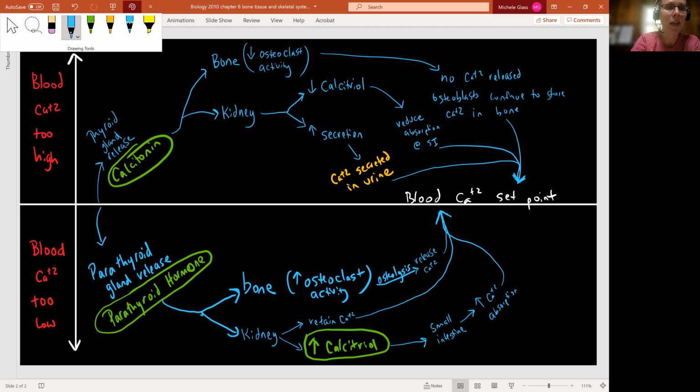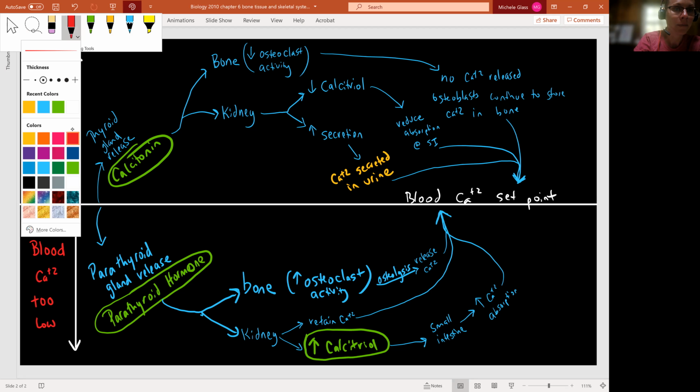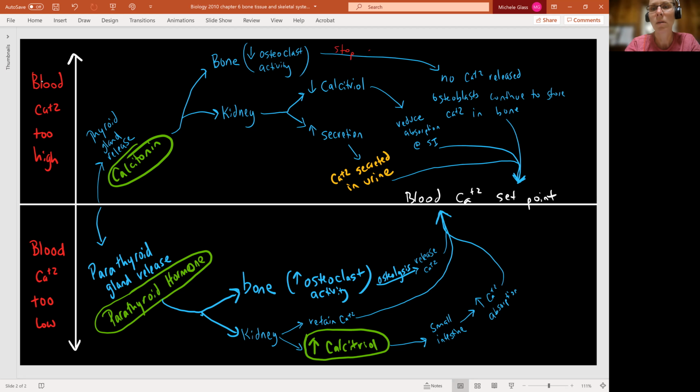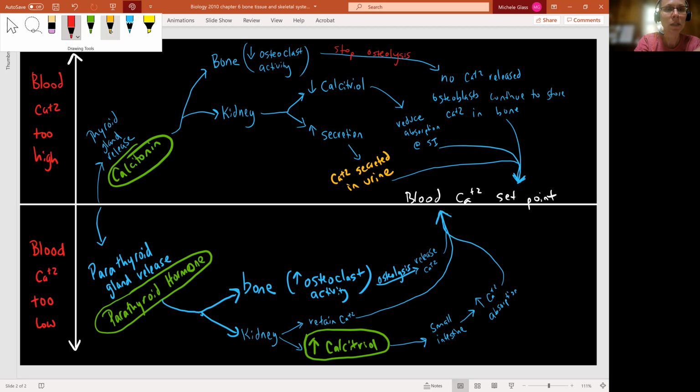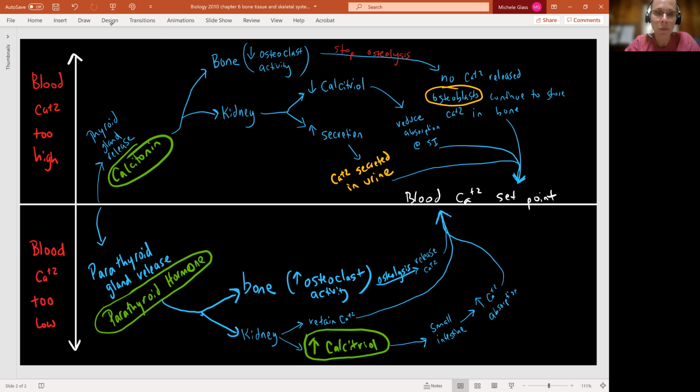So let's make a note of that. We're going to say stop osteolysis. That's how we're not releasing calcium from the bone. But the osteoblast activity continues. Osteoblasts are building bone. So we do see that calcium is going to continue to be stored away.